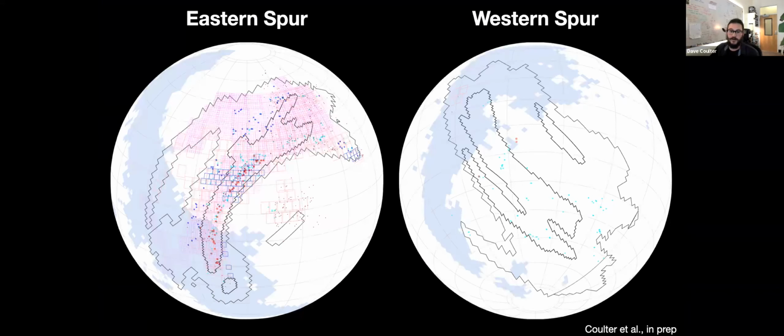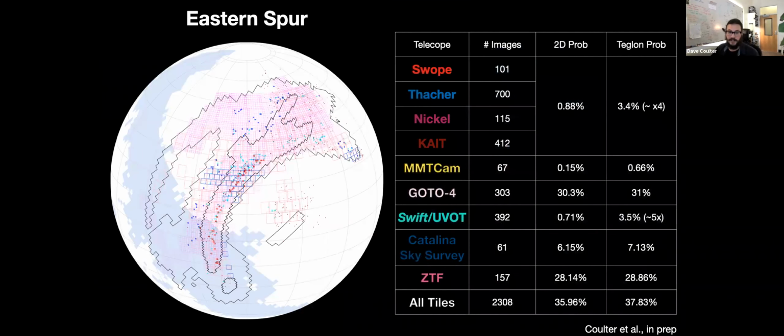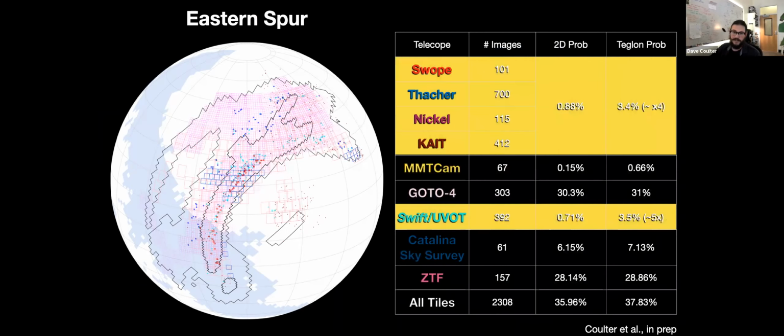And here's another view of the localization regions with observations from the literature overplotted, because I was able to load these into Teglon, like I was mentioning before, it's agnostic. And again, just pointing out the fact that for a very large field of view like ZTF, redistributing the probability to galaxies as opposed to leaving it in the field isn't going to have as big of an effect as it does for a small field of view telescope like the Swope or like Swift.